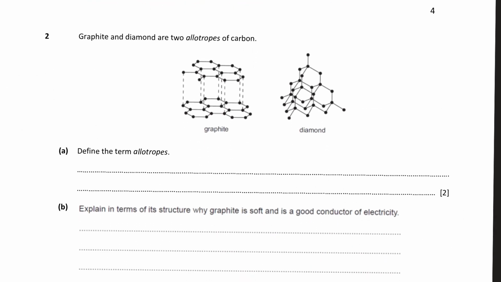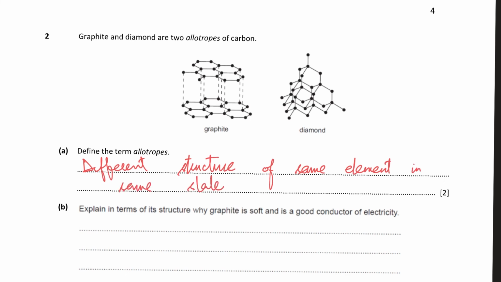All right, let's look at this question. Graphite and diamond are two allotropes of carbon. Define the term allotrope. All right, so we know that for allotropes, there are three main things in there. You have to understand that all three are important. So first of all, they are different structures of the same element in the same state or phase.